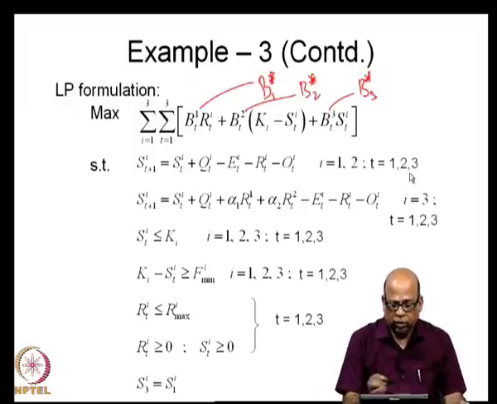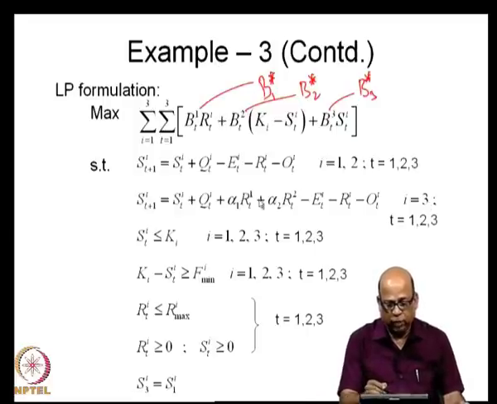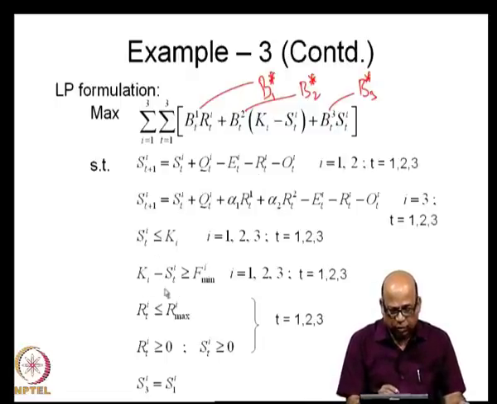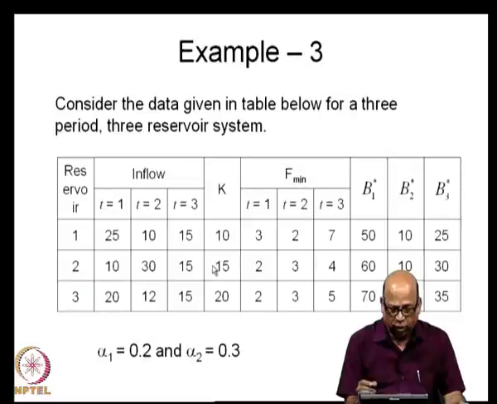And we write the continuity equation. I just explained this for I is equal to 1 and 2 and also for I is equal to 3, which receives contribution from the upstream reservoirs. We write this constraint here. For t is equal to 1, 2 and 3, we have specified what is the minimum flood freeboard that needs to be maintained, and the flood freeboard at reservoir I in period t is simply K I, which is the capacity of the reservoir, minus S I t, which is the storage at the beginning of the time period t at reservoir I, and this should be greater than or equal to F min of I, and F min of I in each of these time periods is given.